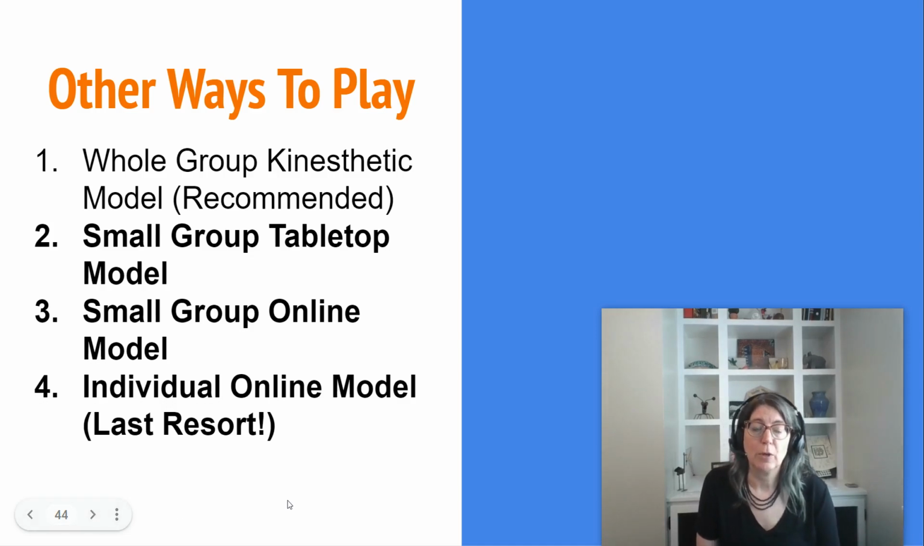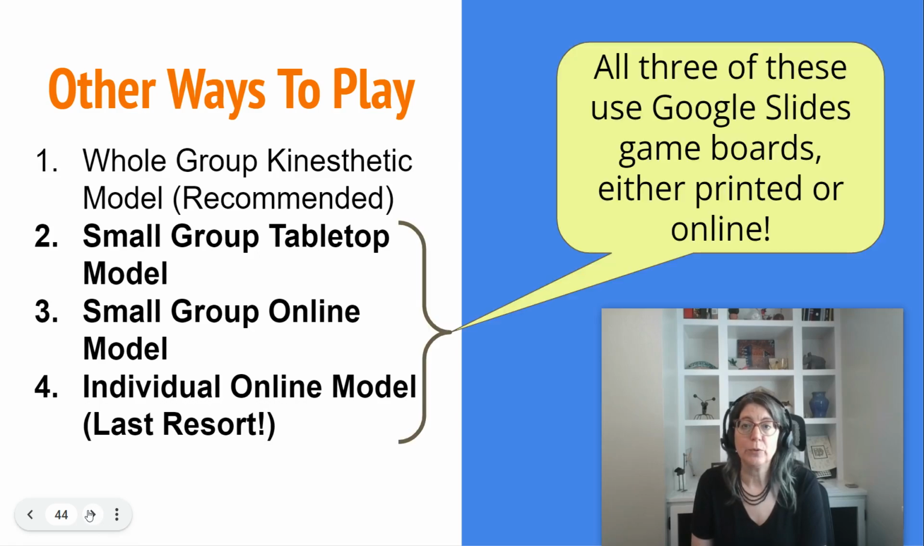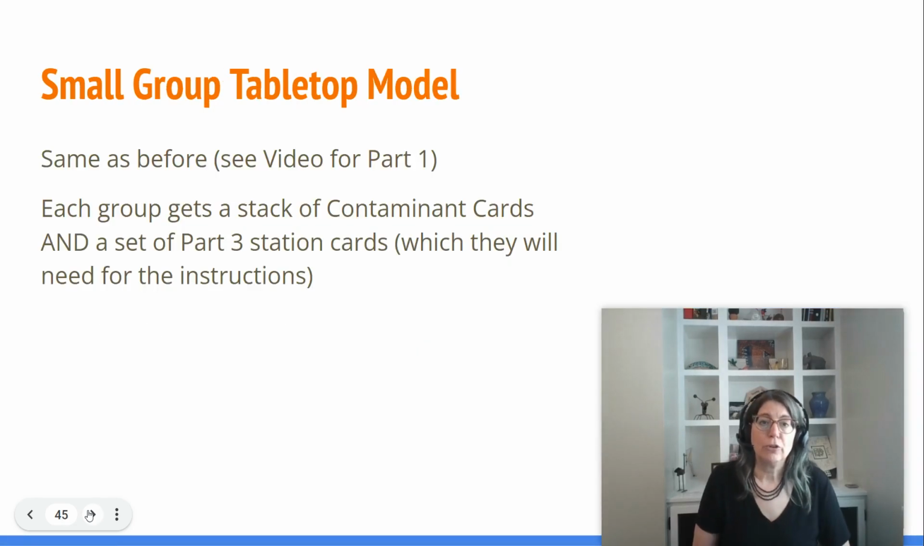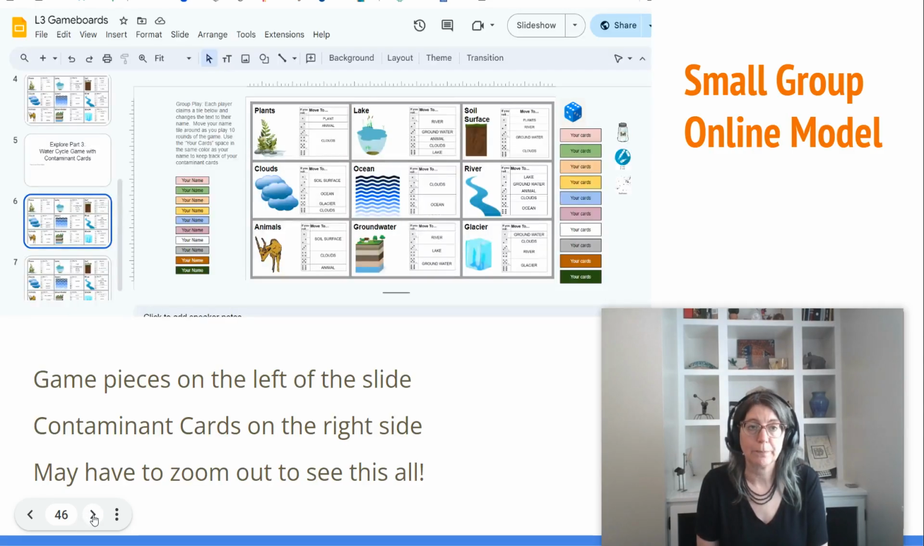Other ways to play include the small group tabletop model, small group online model, and the individual online model, which I'll talk a little bit about now. All three of these use the Google Slide game boards, either printed or online. The small group tabletop model is the same as part one, with the addition of the contaminant cards. And you will need those part three station cards that have the instructions on them. So they'll need the game board, a set of the station cards, as well as the contaminant cards. And then they'll just play it how they did before, keeping track on that new handout of which cards are in their hand after each roll.